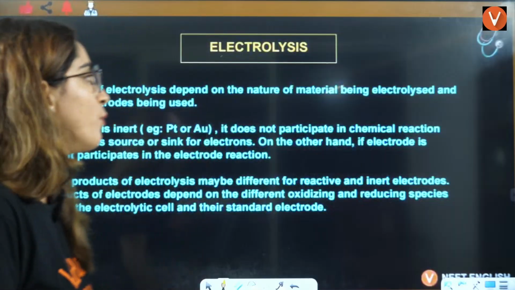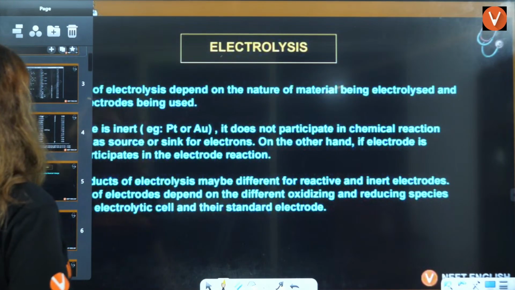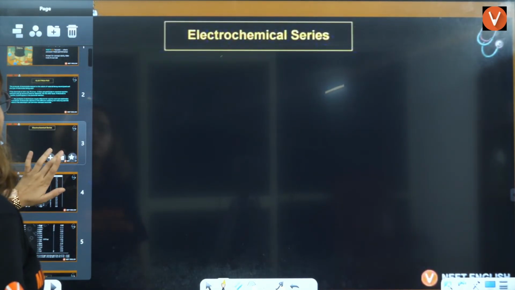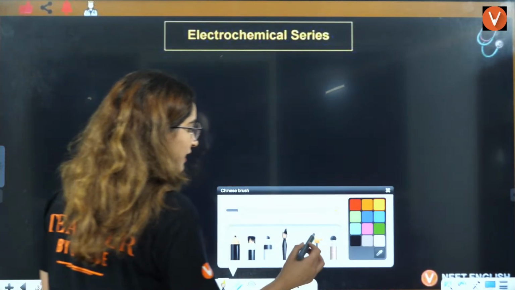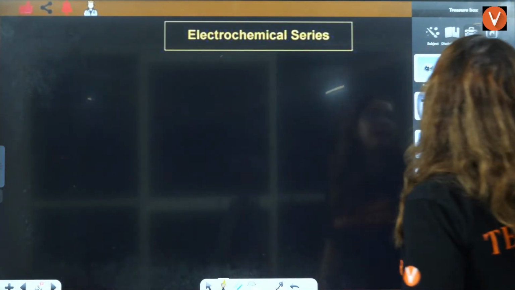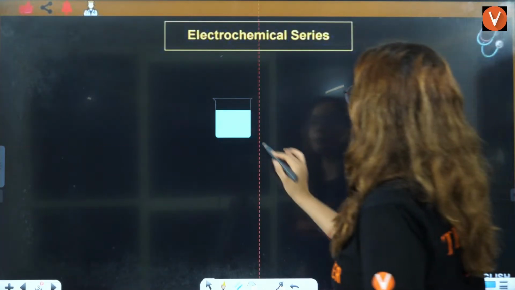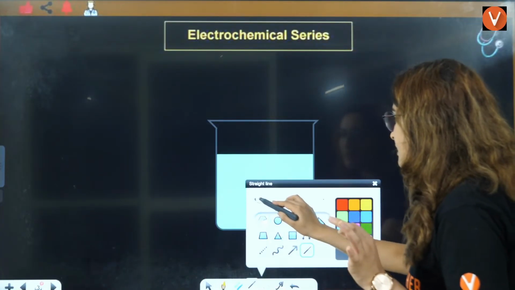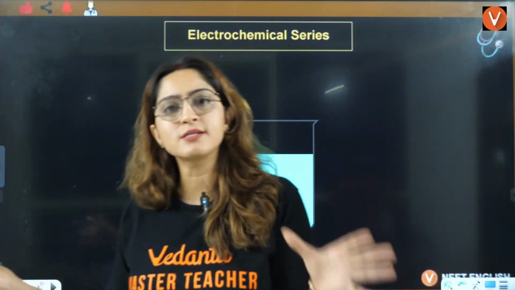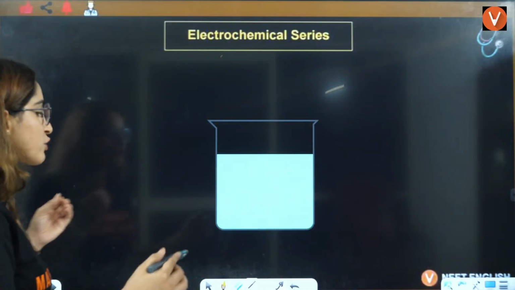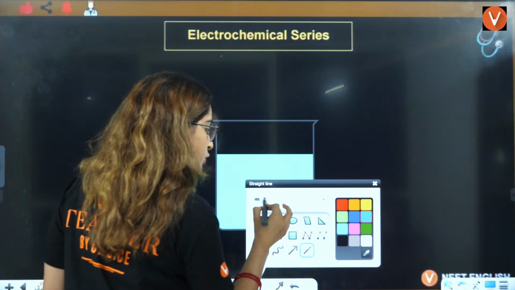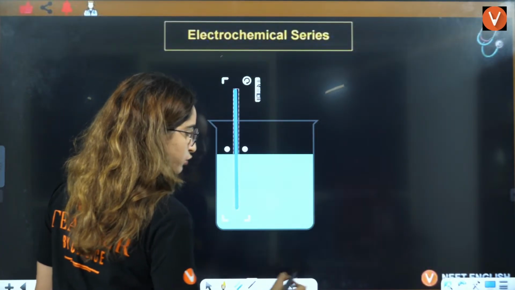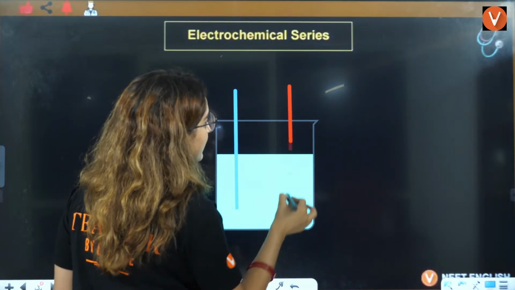Let's go. The first thing to understand is, ma'am, what exactly is electrolysis? How do you define electrolysis? Let's take a beaker here. In an electrochemical cell, you have two different beakers in which you have anode and cathode. In an electrolytic cell, you have only one beaker in which one electrode will be anode and one will be cathode. I'm just drawing it here, and one will be cathode.